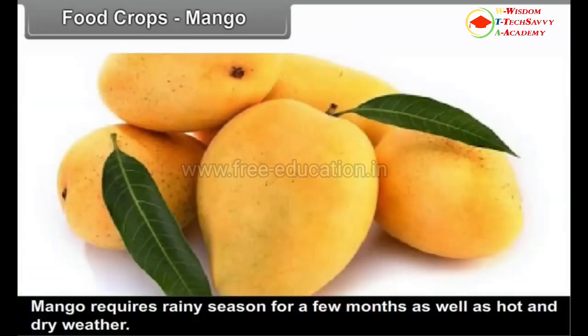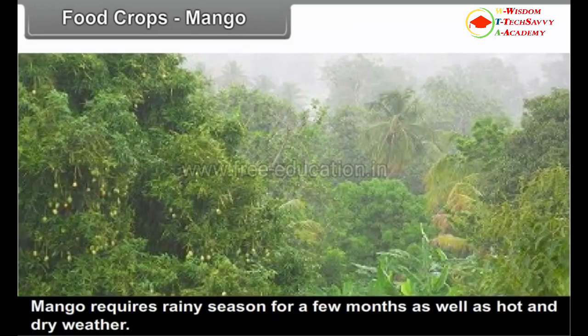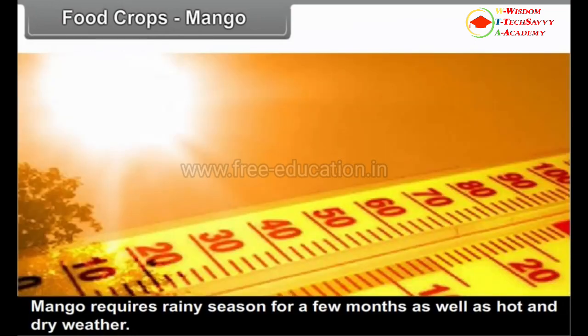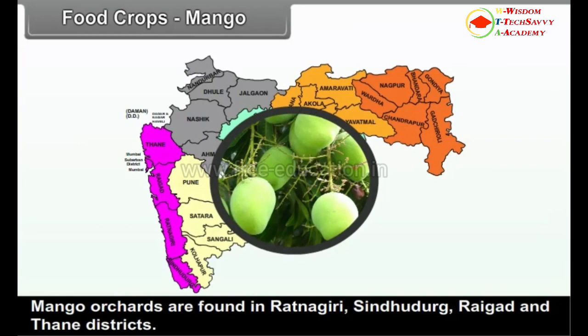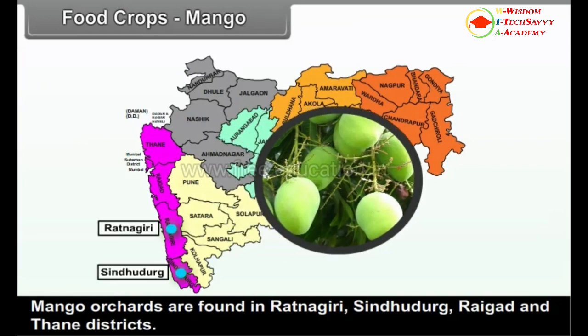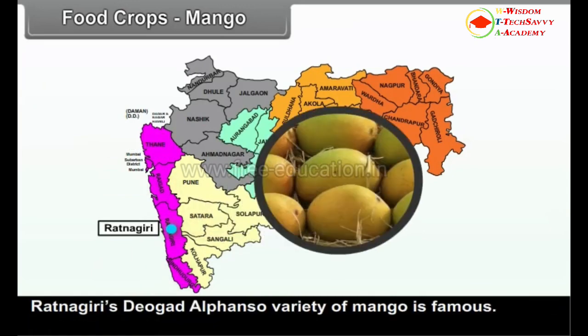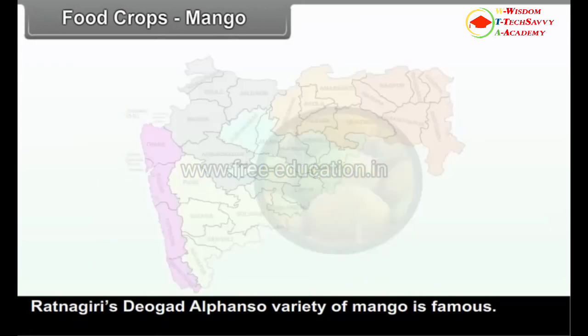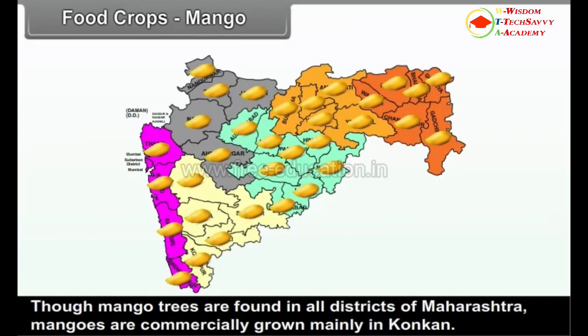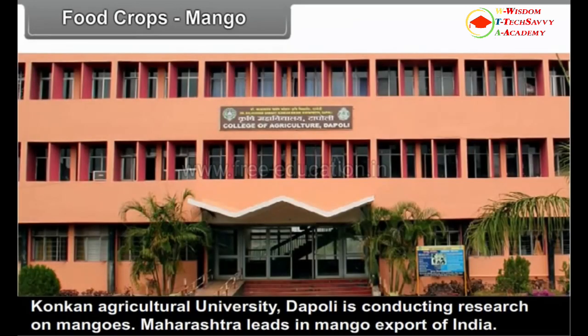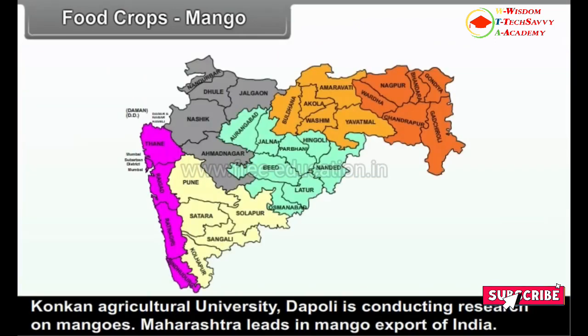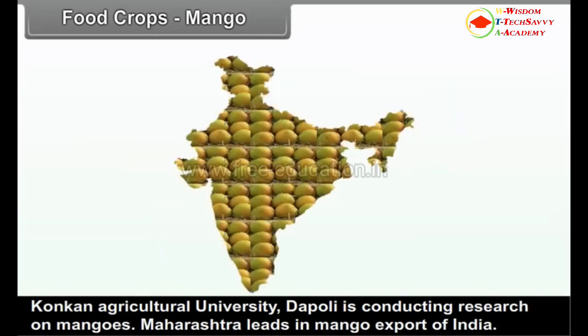Mango. Mango requires rainy season for a few months as well as hot and dry weather. Mango orchards are found in Ratnagiri, Sindhudurg, Raigad and Thane districts. Ratnagiri's Devgad Alfonso variety of mango is famous. Though mango trees are found in all districts of Maharashtra, mangoes are commercially grown mainly in Konkan. Konkan Agricultural University, Dapoli, is conducting research on mangoes. Maharashtra leads in mango export of India.